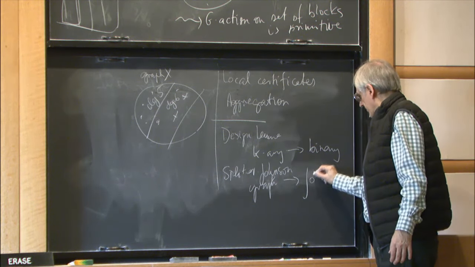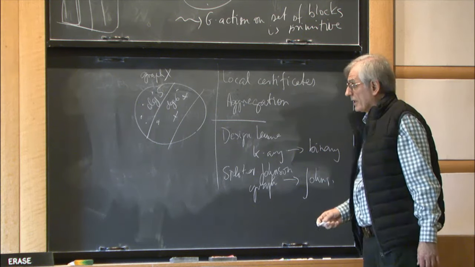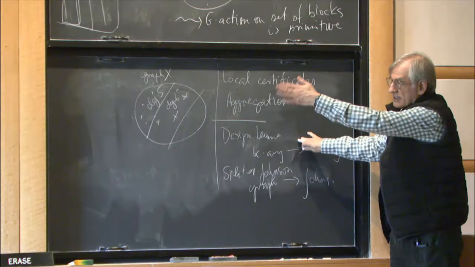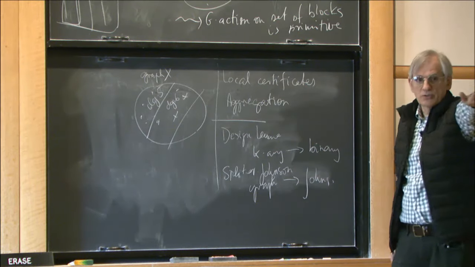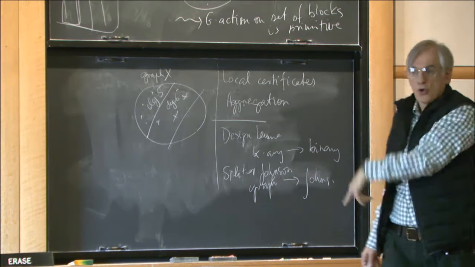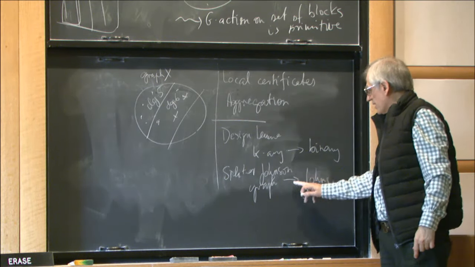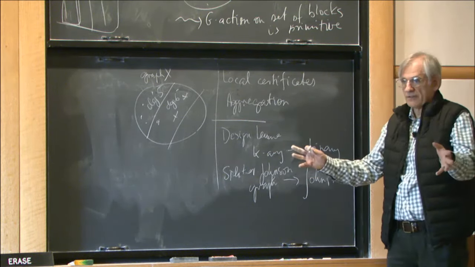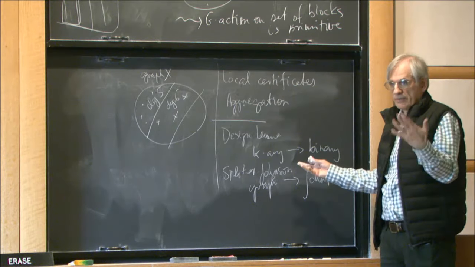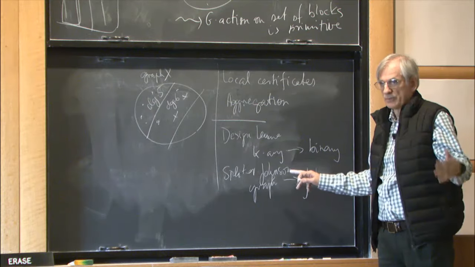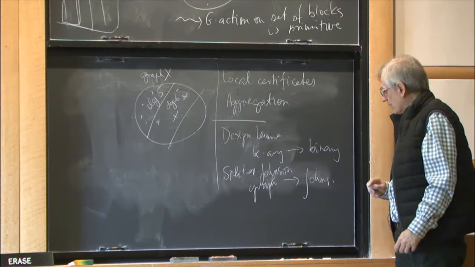constructs a Johnson graph. Always when I say out of k-ary it constructs binary, or else it satisfies A or B. So either it constructs a good coloring, or a good partition, or a binary embedded structure. And the same thing here. If I now have a graph, then it either constructs a good coloring or a good partition, or it constructs a Johnson graph.